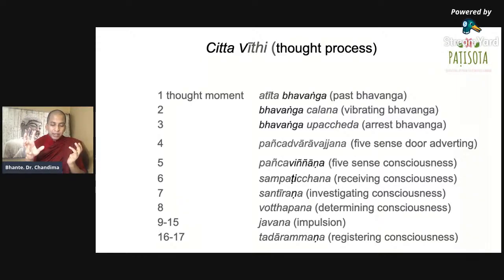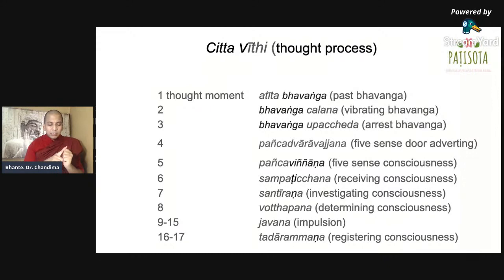Chitta vithi based on eye. There's a chitta vithi, thought process based on ear, that we call Sota dwara vithi, chitta vithi. There's a third dwara called Gana dwara chitta vithi. That means there's a thought process starting from based on smell. And there is a Jivha dwara chitta vithi. That means there is a chitta vithi or thought process which is based on tongue.